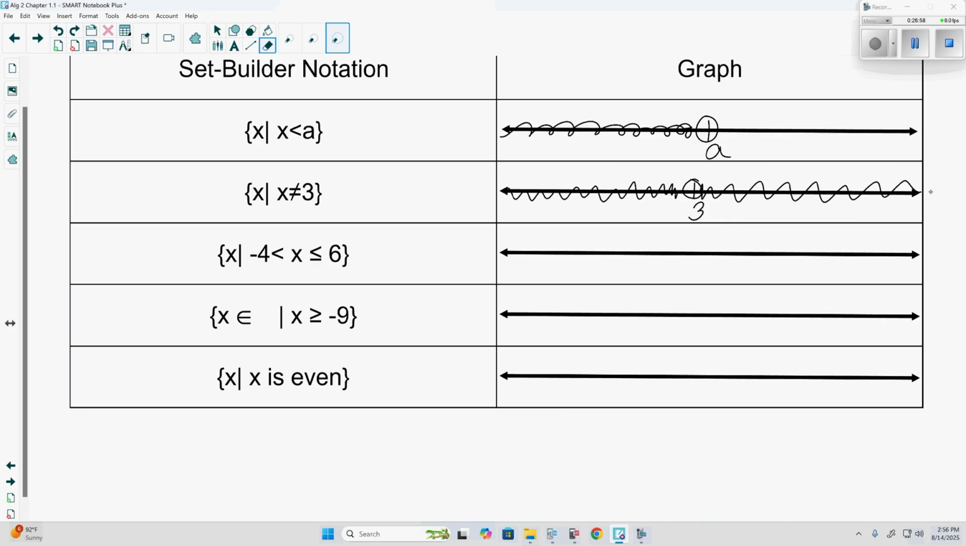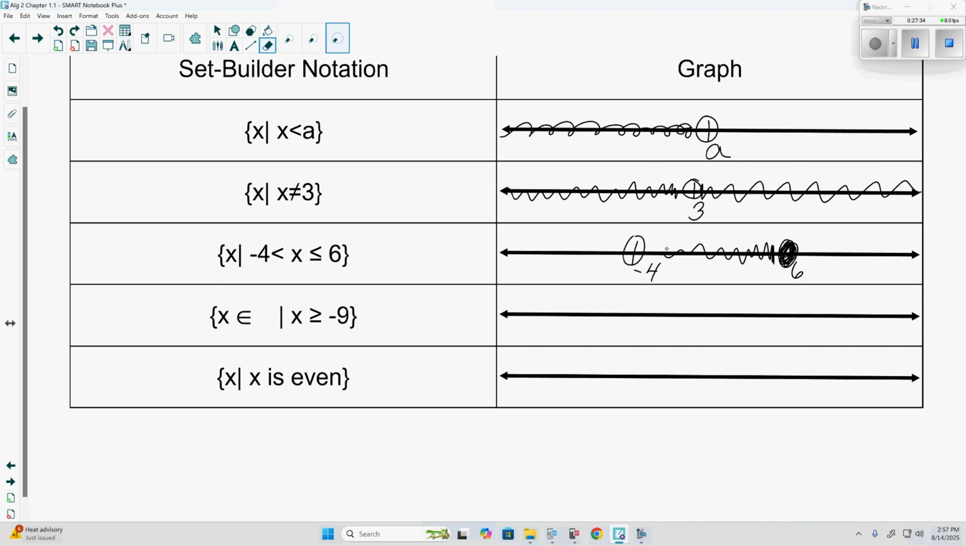Let's look at the next one, the set of all real numbers x such that negative 4 is less than x is less than or equal to 6. How many endpoints do we have? 2. We have negative 4 and 6. At negative 4, since negative 4 is smaller than 6, it would be to the left, 6 would be to the right. Negative 4, is it open or closed? It's open because it is not equal to it. 6 would be closed.